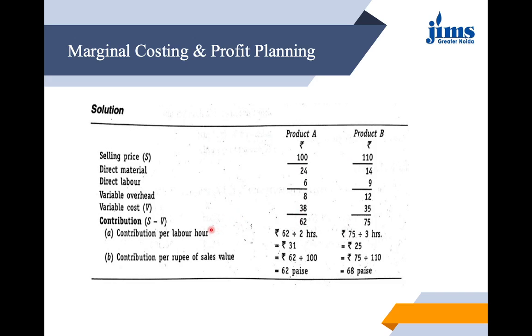Let us see, we need to find out the contribution per labor hour. We divide it by 2 as per the given rate here, and by 3 as per the given rate. So it's 31 here and 25 here. In the second case, contribution per rupee of sales value is also calculated by dividing by your sales, and we are able to see the situation.